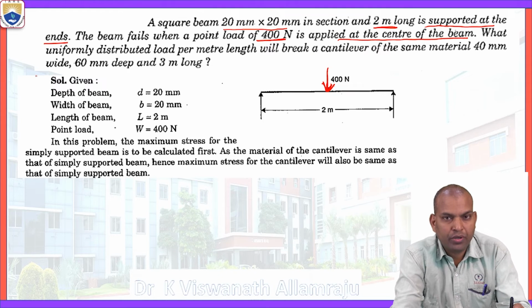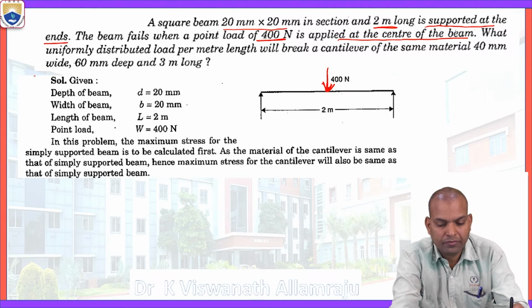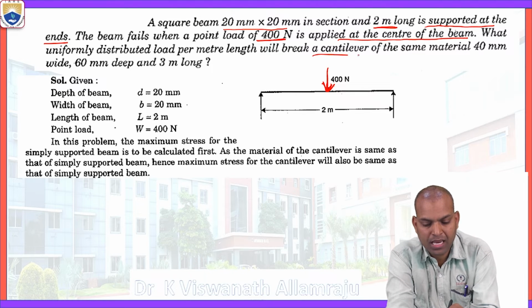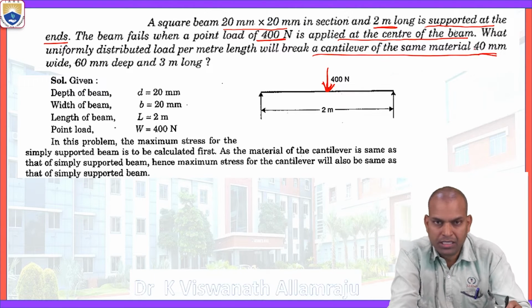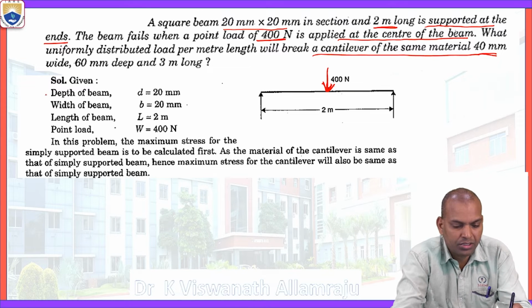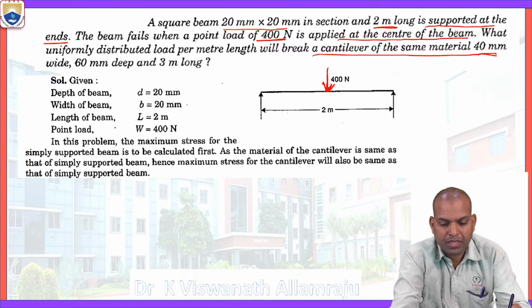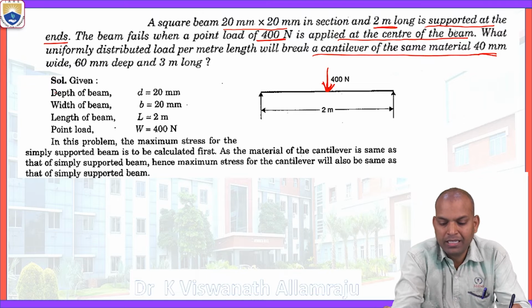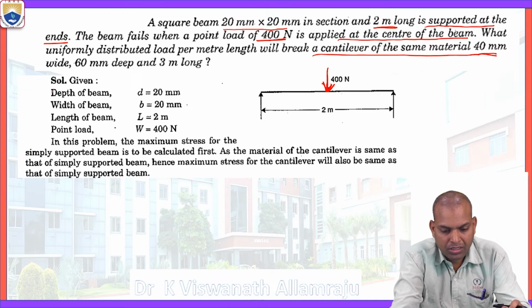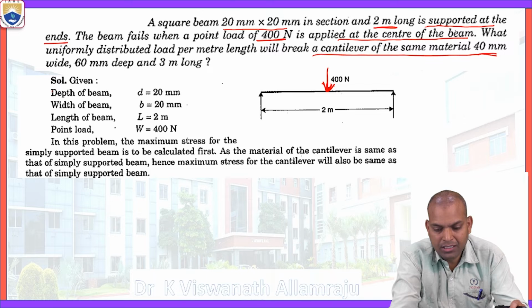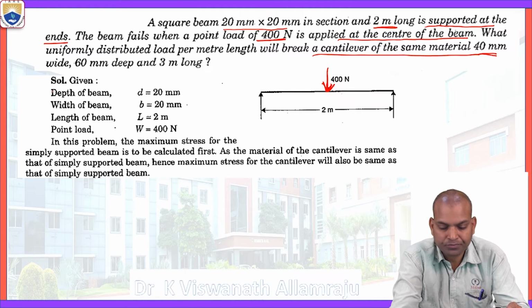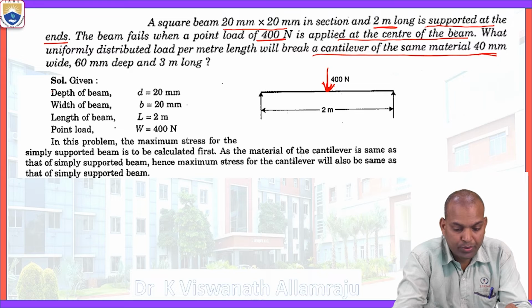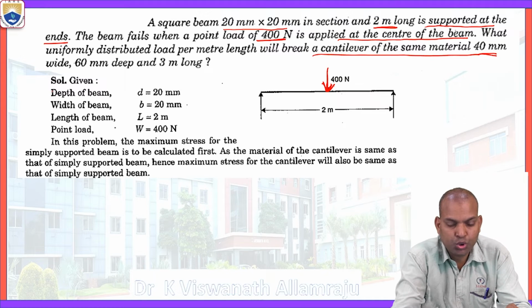And what uniformly distributed load per meter length will break a cantilever of the same material having a section of 400 millimeters wide, 600 millimeters deep, and a span of 3 meters long? Here the simply supported beam, the square beam, and the cantilever beam have the same material. What is to be found? The objective here is the uniformly distributed load.